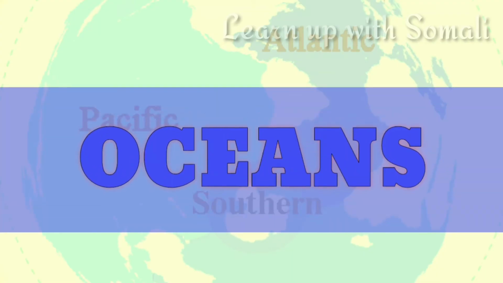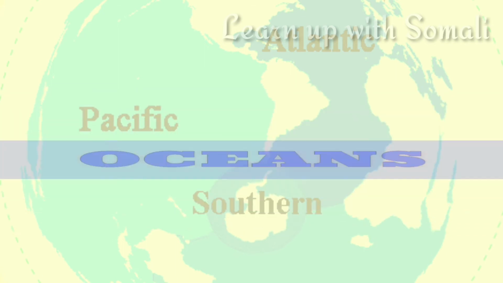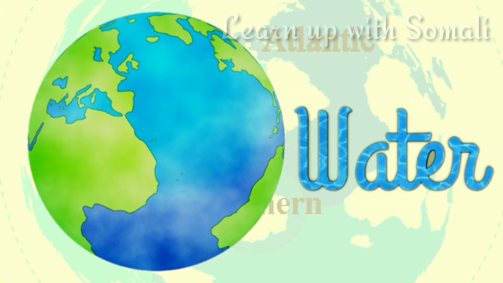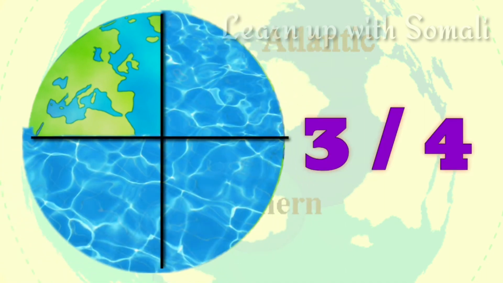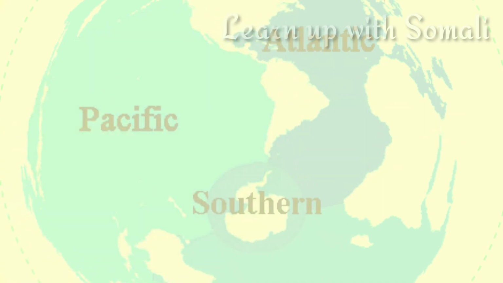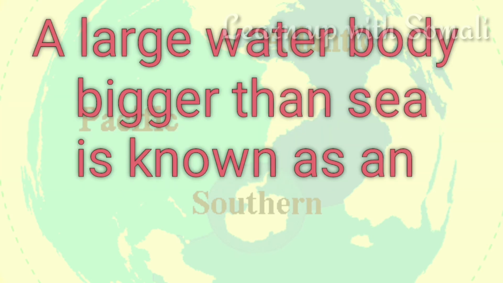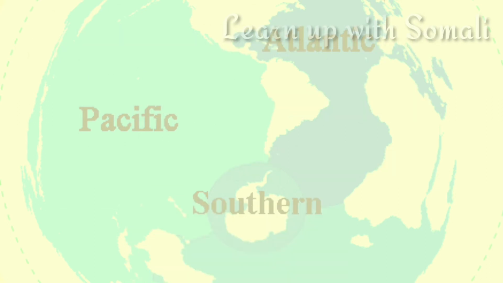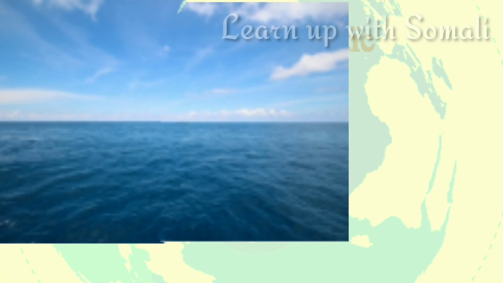Let's now know about the oceans. The Earth is called a blue planet because a large part of it is covered with water. About 3/4 of the Earth is covered by water. What is an ocean? A large water body which is bigger than a sea is known as an ocean. Oceans cover big areas. The waters of the oceans mix together. Each ocean contains partly smaller areas called seas.